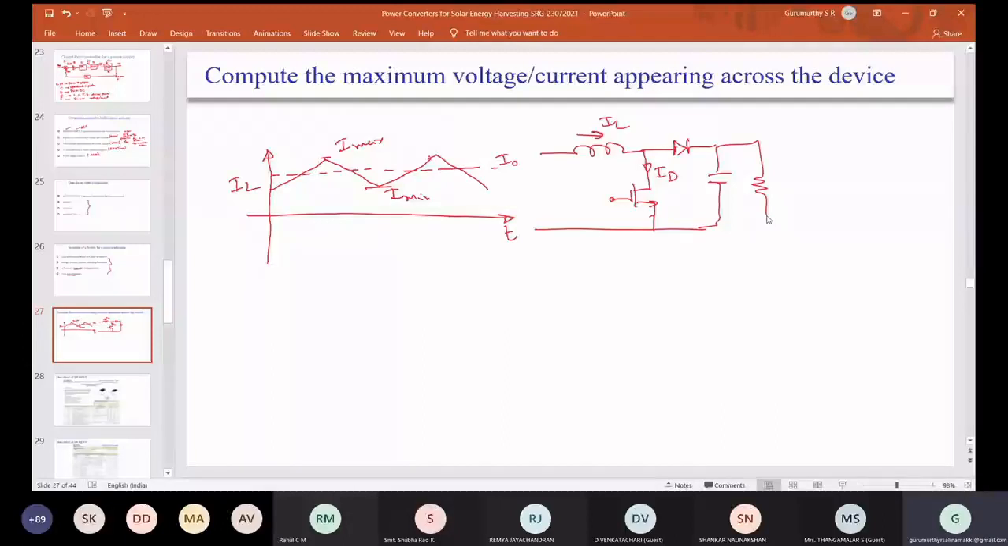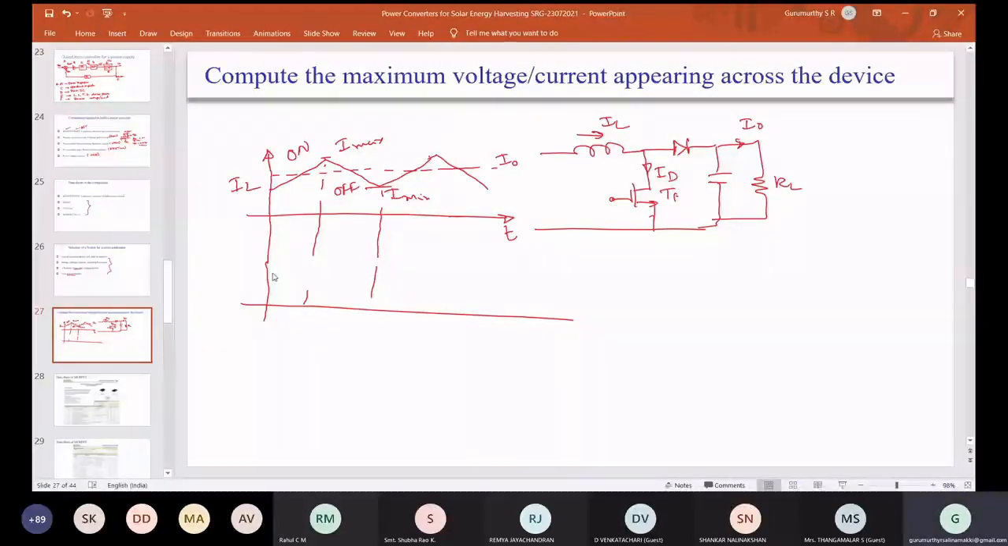What we are discussing is IL. Now if you see the current in the inductor and the device, we have to select this device. This T1 is the device we have to select. Selecting means what? You have to select the current rating and voltage rating. Now you see here, this is the period at which the device is on. This is the period at which it is off. So actually it goes like this.